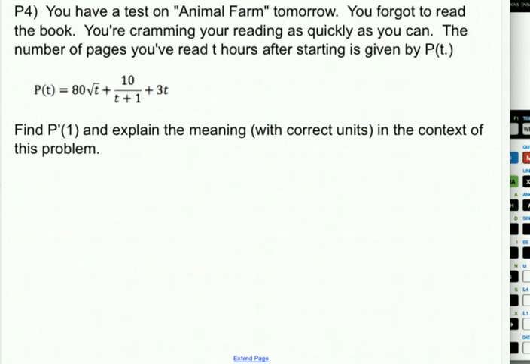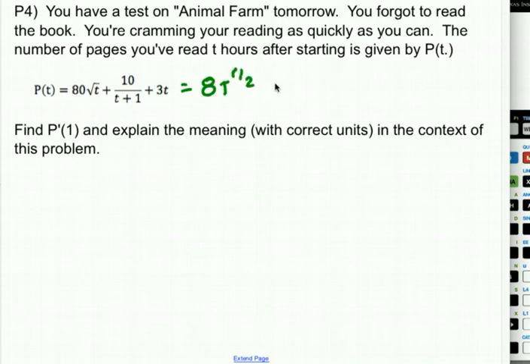Okay, last one, P4. You have a test on Animal Farm tomorrow. You forgot to read the book, and you're cramming your reading as quickly as you can. The number of pages you've read in t hours after starting is given by P of t. Find P prime of 1 and explain the meaning with correct units in the context of this problem. So again, if you want, you can find this on a calculator. You certainly could put it in a calculator. I'm not going to. I'm going to go ahead and find it by hand.